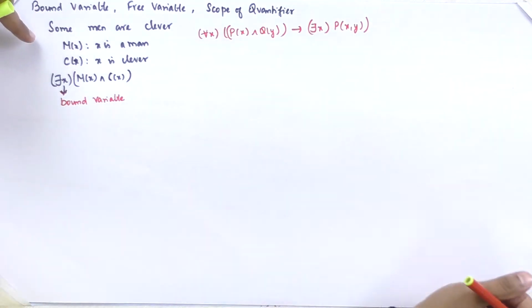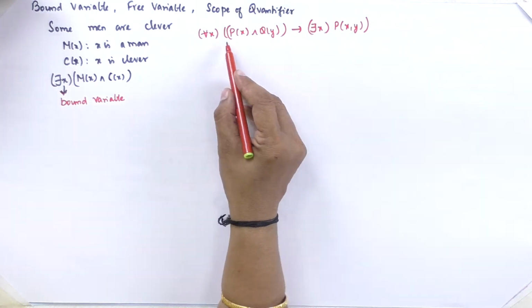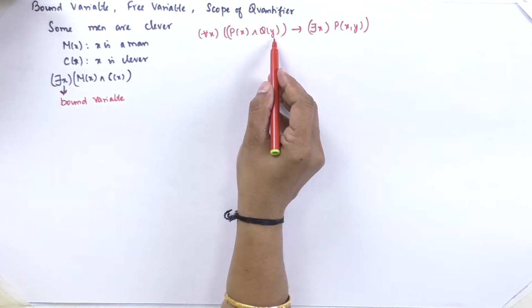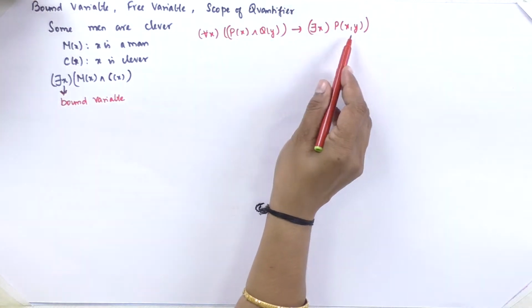For the bound variable, whenever in a given statement we have a variable and that variable is quantified by any one of the quantifiers, then that variable is said to be a bound variable. Otherwise it is a free variable, which means that if the variable is there in a statement and it is not quantified by any quantification symbol, then it is said to be a free variable. Look at that now. How many variables are here? I have two variables, x and y.